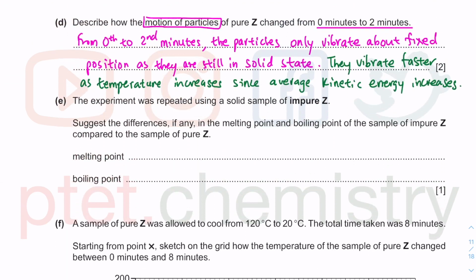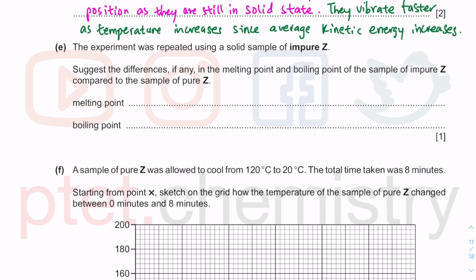In part F, the experiment was repeated using a solid sample of impure Z, so no longer pure. It's a mixture now. So what will happen to the melting point and the boiling point? We know that impurities will lower the melting point, whereas impurities would increase the boiling point.